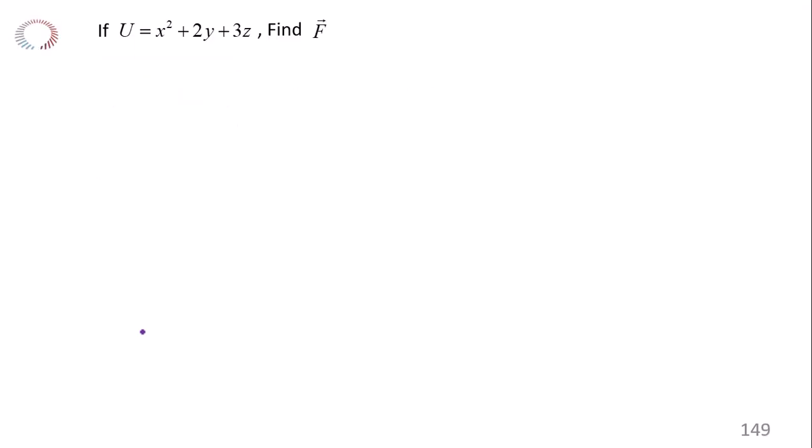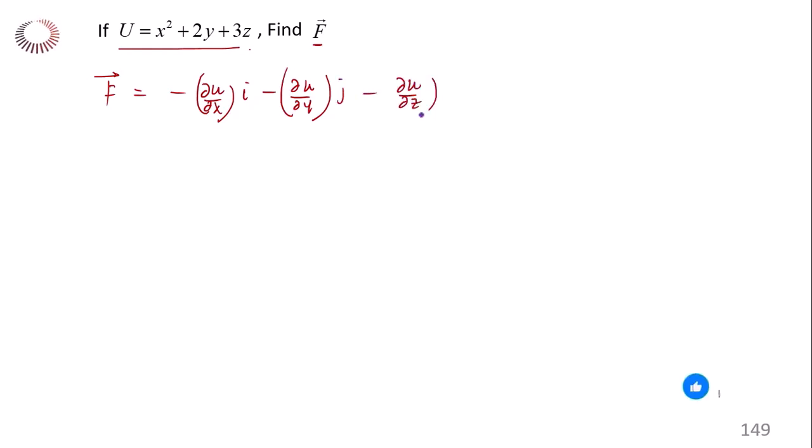Let us say U is given as this equation, and I want to calculate the force. Since it is clearly seen that U has three variables, x, y, and z, I should write the F vector as minus del U by del x into i, minus del U by del y into j, minus del U by del z into k. Now del U by del x: once I differentiate with respect to x, I have to assume that y and z are constant. So I am getting only minus 2x i.